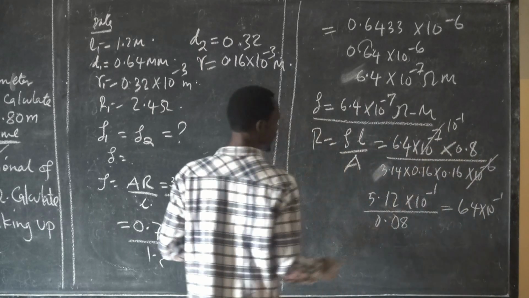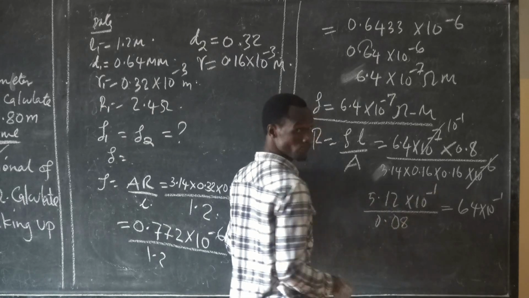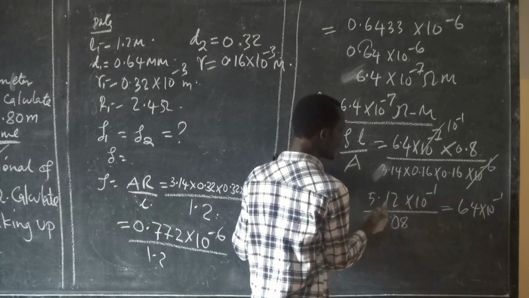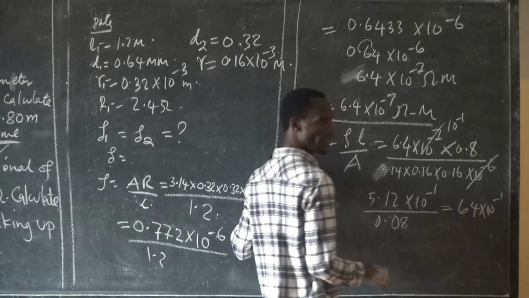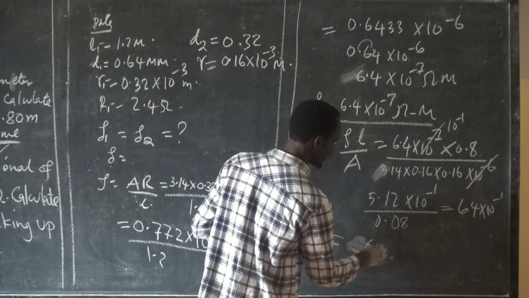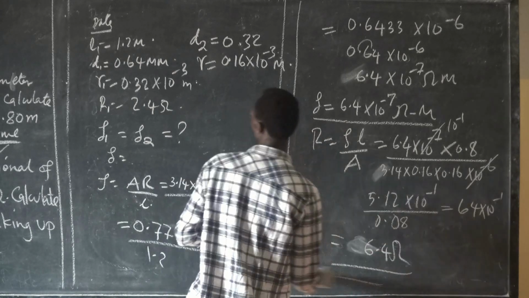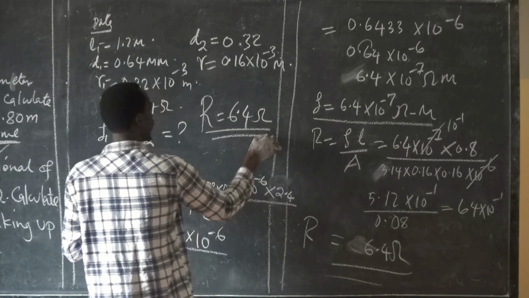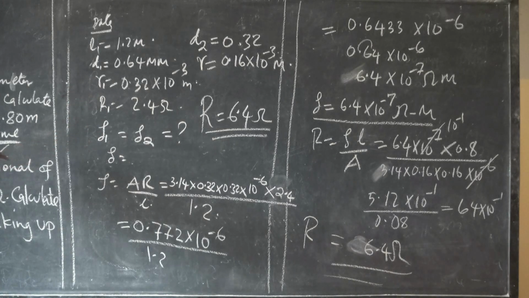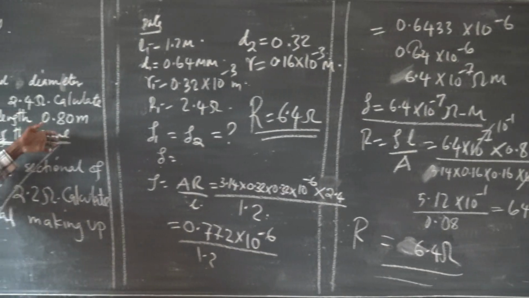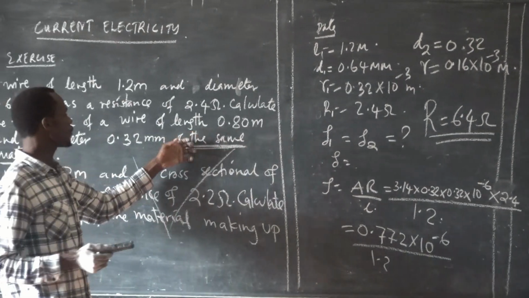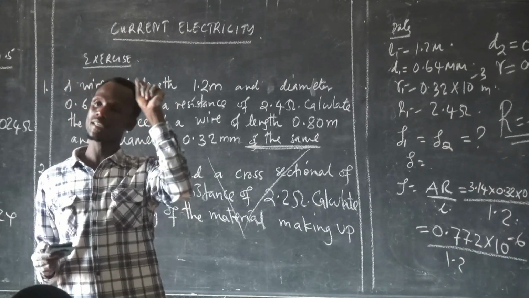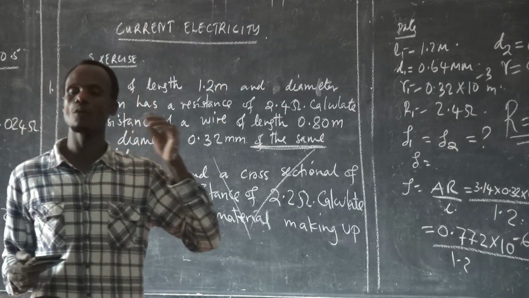Now after multiplying this one, you get 5.12 times 10 power negative 1 over 0.08. Now when you divide by this one, you get 6.4 ohm resistance. Now the resistance of the second wire is equal to 6.4 ohm. The most important thing here was the resistivity of the material. Because it says the wire is of the same material, it means the resistivity of the material is the same. There is no difference in the resistivity of the material.